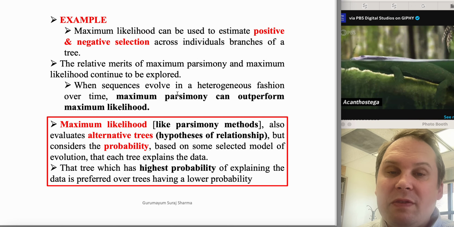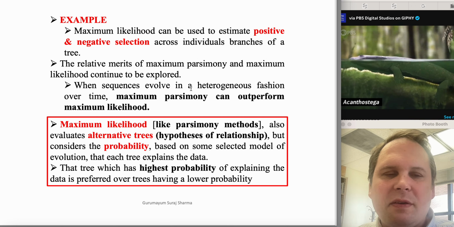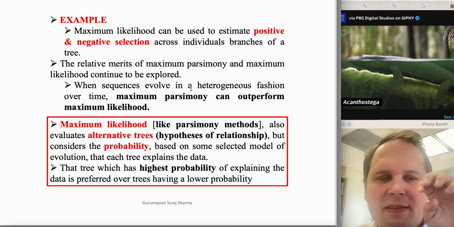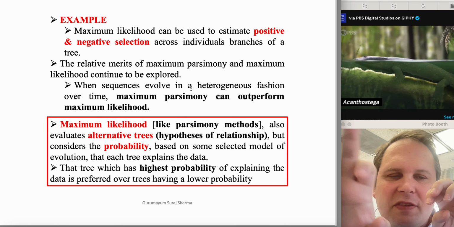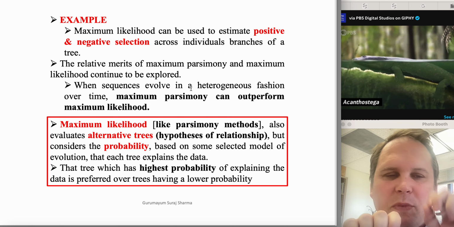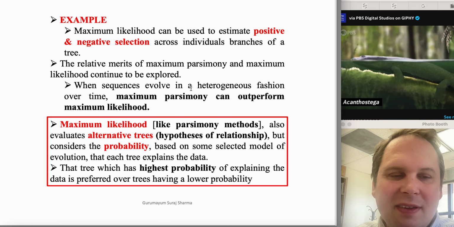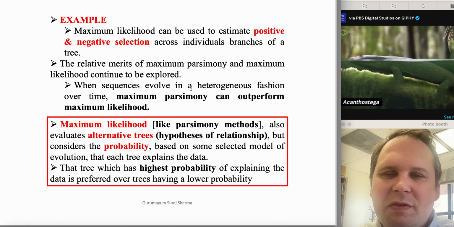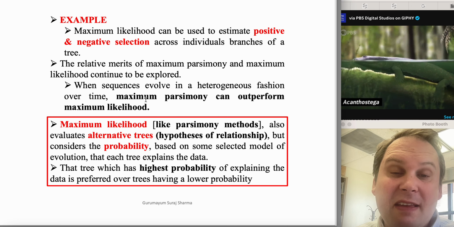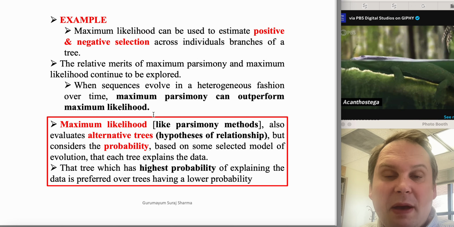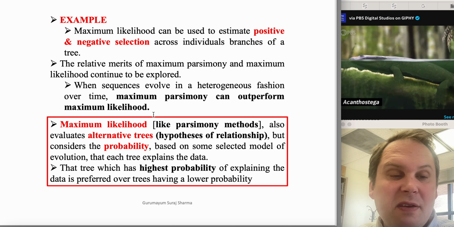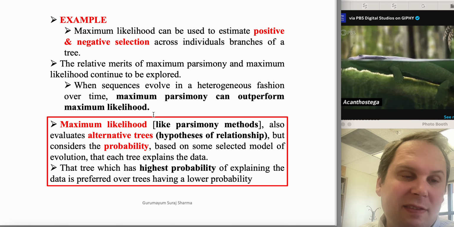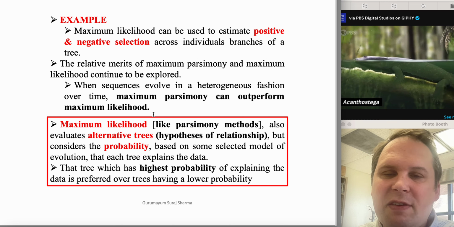When sequences evolve in a heterogeneous fashion, there's a lot of evolution here and then not much for a while, and there's a lot of evolution here but then not much for a while, then more over here. So it's kind of random, which is probably the best model of evolution. So in those cases, maximum parsimony can beat maximum likelihood. But generally, maximum likelihood is going to give you more versatile data and better data if you can.